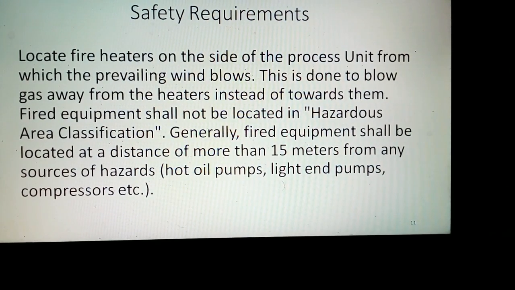Locate fired heaters on the side of the process unit from which a prevailing wind blows. This is done to blow gas away from the heaters instead of towards them. Fired equipment shall not be located in a hazardous area classification. Generally, fired equipment shall be located at a distance of more than 50 meters from any sources of hazards, hot oil pumps, light end pumps, compressors, etc.